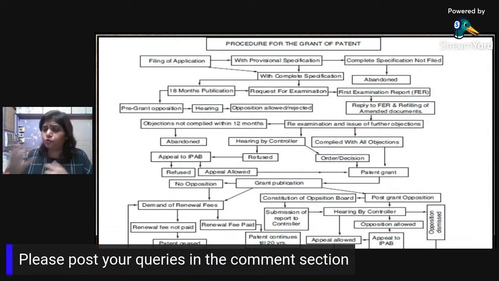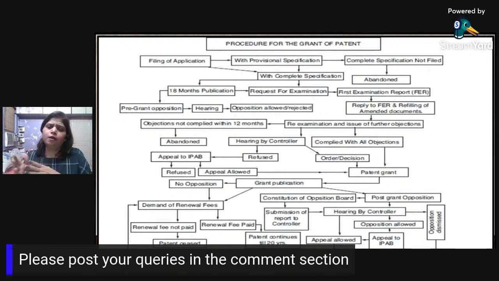Then you have to go back and forth in the patent office. There will be a meeting, and a judge who will hear this when you are filing your opposition. If there is an opposition, pre-grant or post-grant, that also has to be answered by the inventor. You can have objections before the grant of the patent, and after the grant of the patent as well. So pre-grant and post-grant opposition are both there. Provisions are made in the Patent Act for both of them.